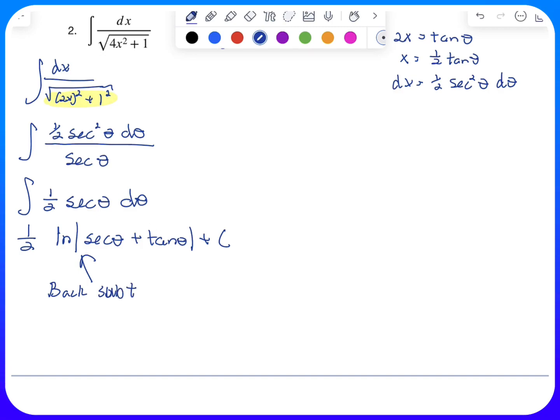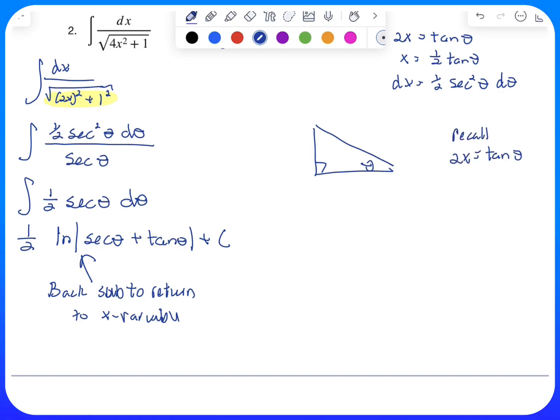And this is where you do the right triangle. So in order to do back substitution here, I'm going to draw a right triangle, identify one of my acute angles as theta, and go to my given information where I set up that 2x is equal to tangent of theta. Remember, we find tangent by taking our opposite over our adjacent. So that opposite side is 2x and our adjacent side is 1. You're going to use the Pythagorean theorem to find our hypotenuse, and we get our hypotenuse is equal to the square root of 4x squared plus 1.